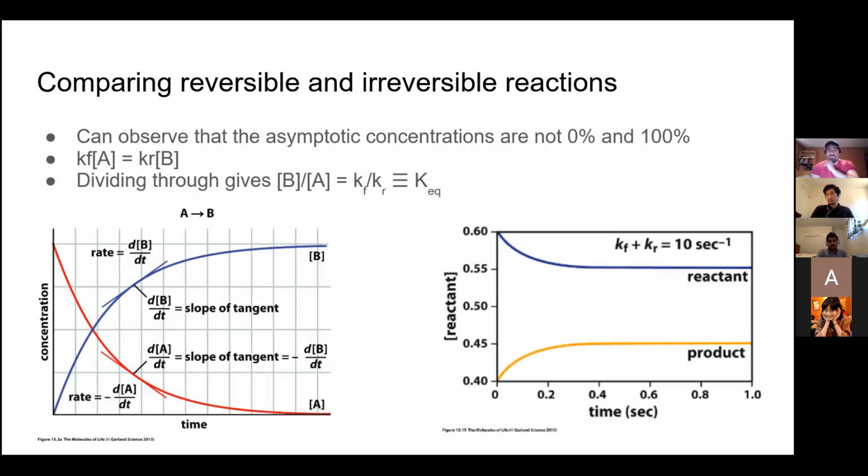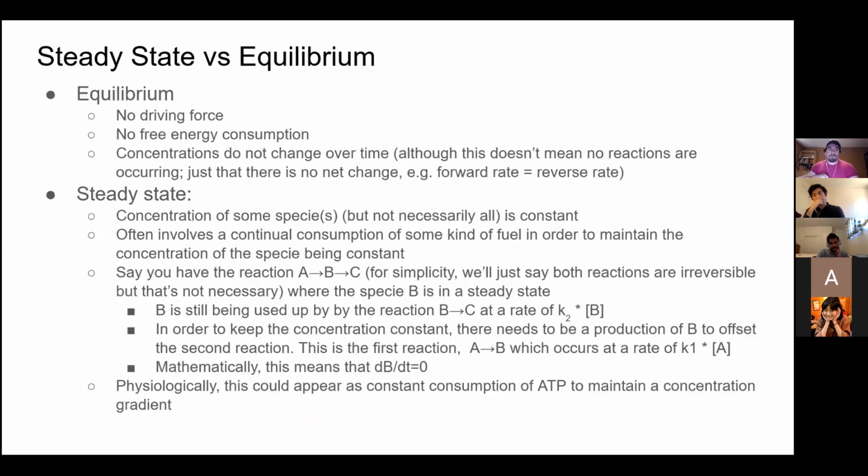As you've seen in general chem, you have something that you can define as your equilibrium constant, which you can derive by setting the forward and the reverse rates equal to each other, and then just solving for the ratio of the products to the reactants. Okay, so steady state versus equilibrium.